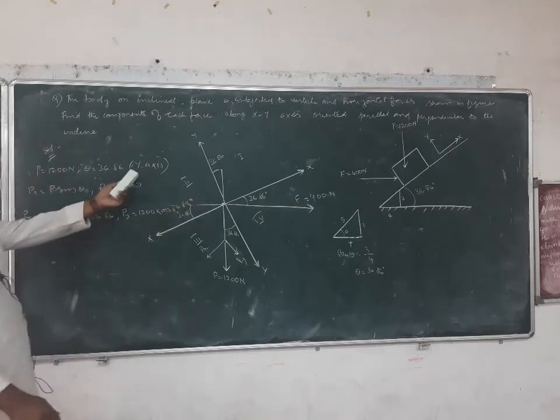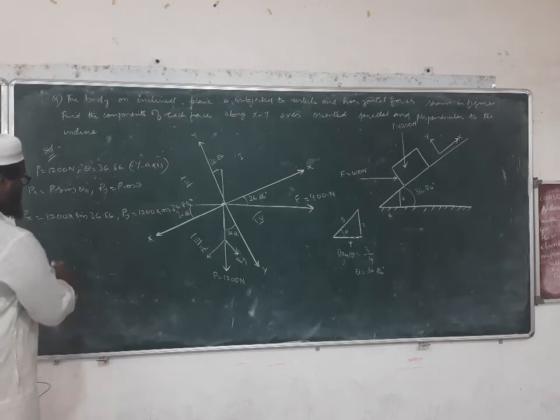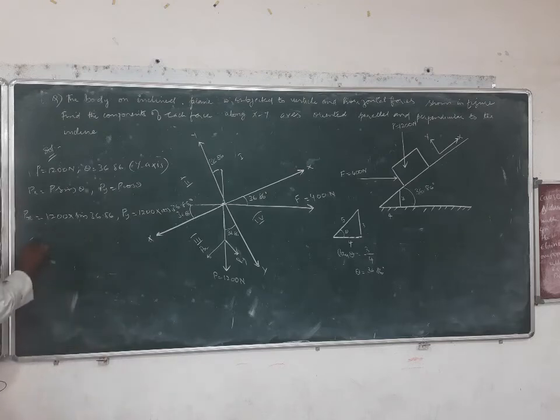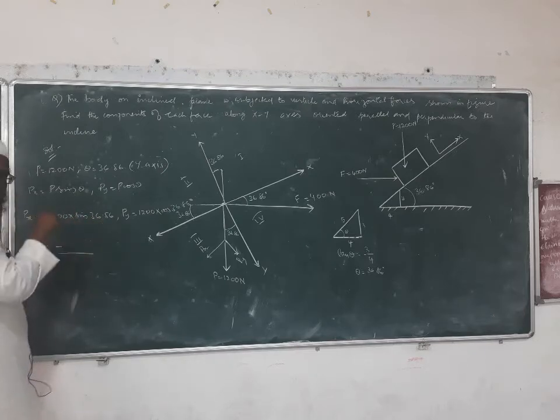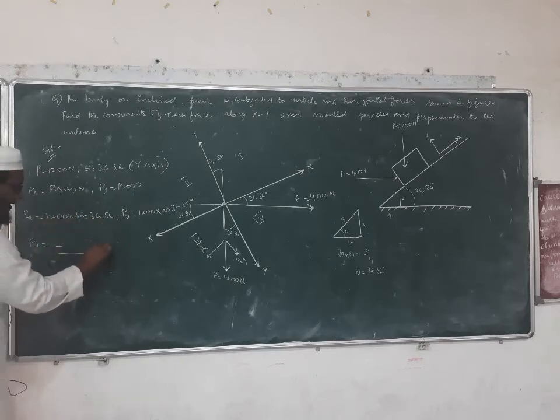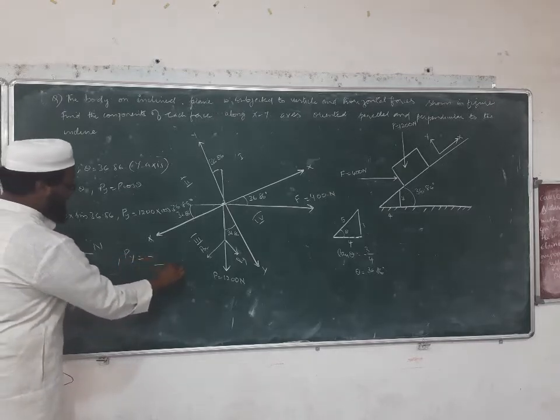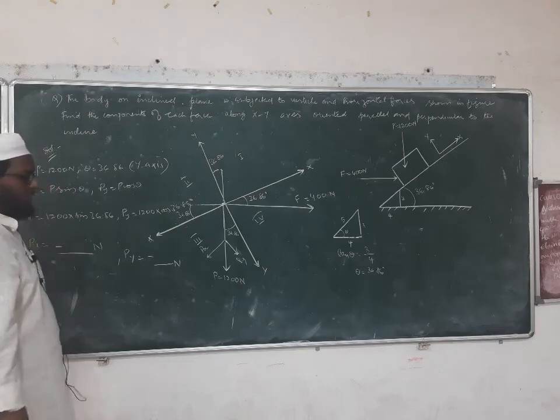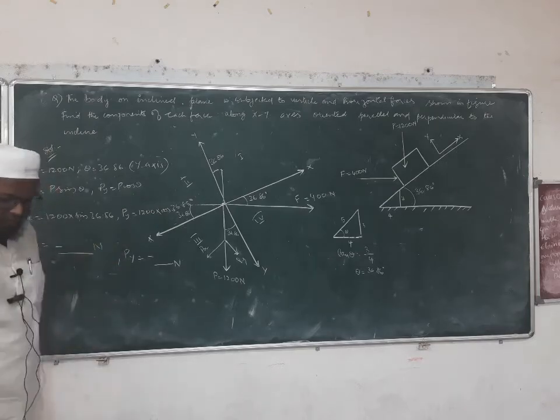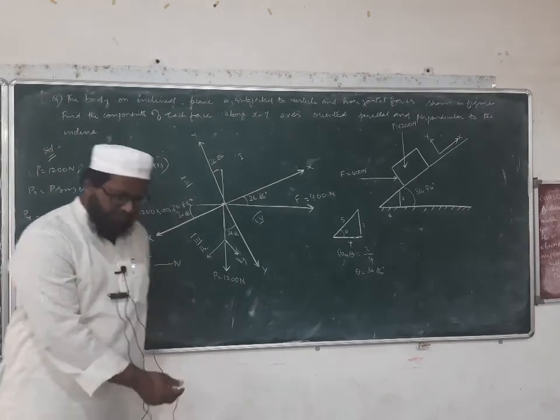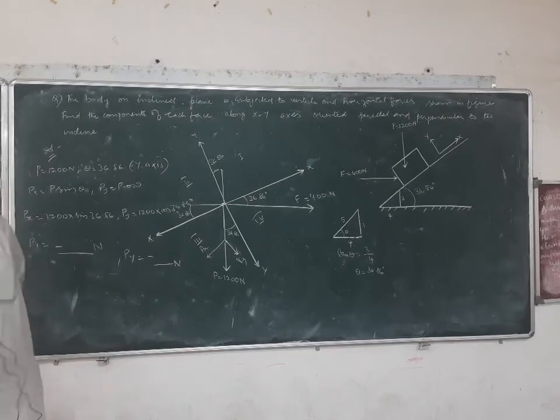Why am I taking it like this? Because the angle is with the y axis. So if you resolve this, you will get the value of px with a negative sign. You will not get it directly negative, you have to write the negative value, then you will get it in newtons. Then py is equal to minus dash newtons. Why minus? Because it is in the third quadrant. In the third quadrant what happens? All the values will be negative, isn't it?